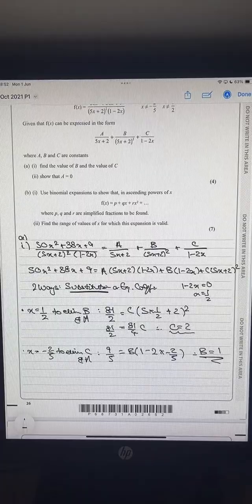This is not WJEC, this is Edexcel. I think the topics should generally be the same, but there are quite a few differences between the exam boards there.